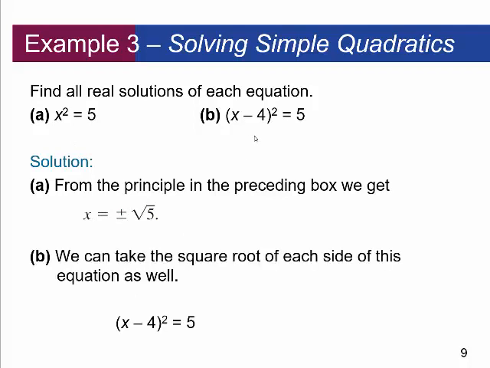Okay, same thing over here. Just to go back to this, there's two solutions. One is plus the square root of 5, and one is minus the square root of 5. Positive square root of 5 and negative square root of 5.